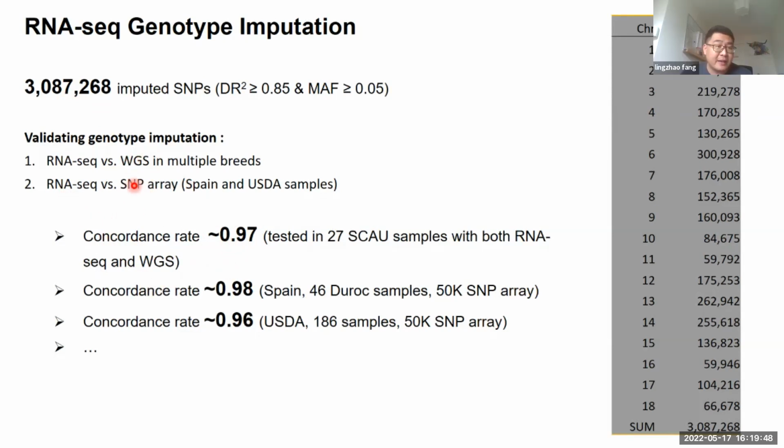Another strategy: in some populations, we have both RNA-seq and a 50K SNP array. We compared the genotypes imputed from RNA-seq only with the genotypes imputed from the 50K SNP array. Across the different populations, the concordance rates are over 0.95. So all these validations show that these 3 million SNPs are probably good for downstream analysis. This is the distribution of SNPs across the chromosomes.